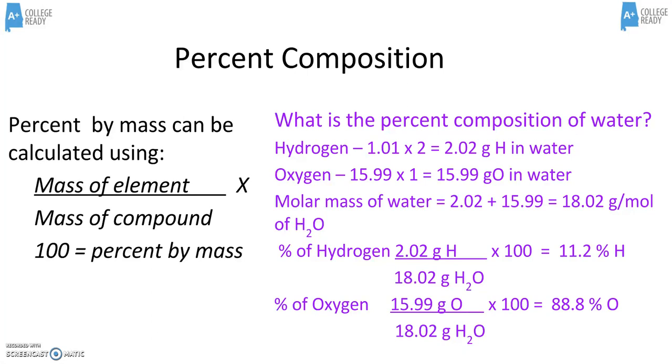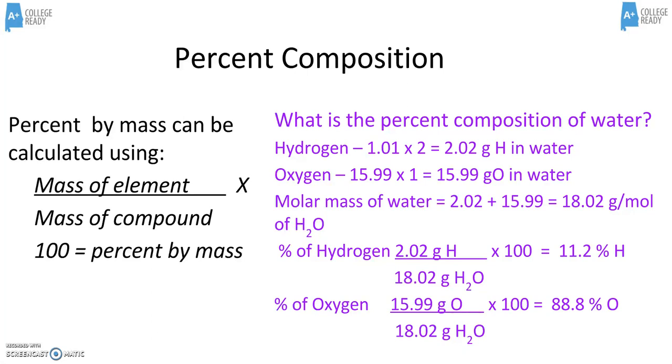The molar mass of water is where you take the individual grams of each element, the hydrogen plus the oxygen, and add them together to get my total molar mass of water of 18.02 grams per mole.